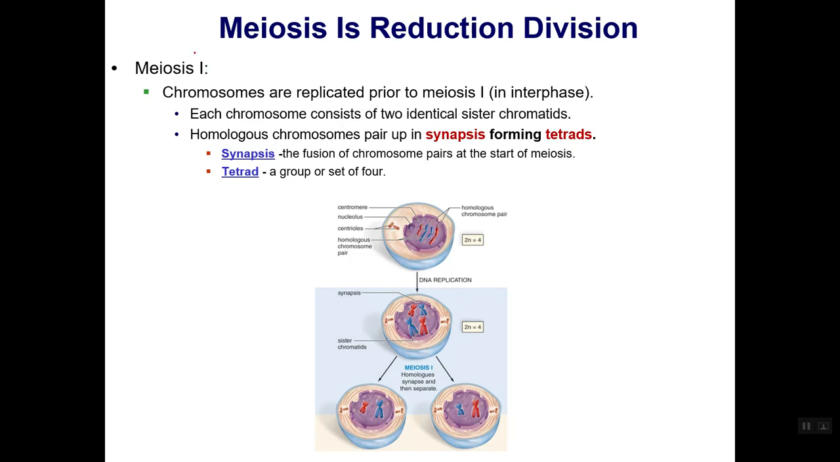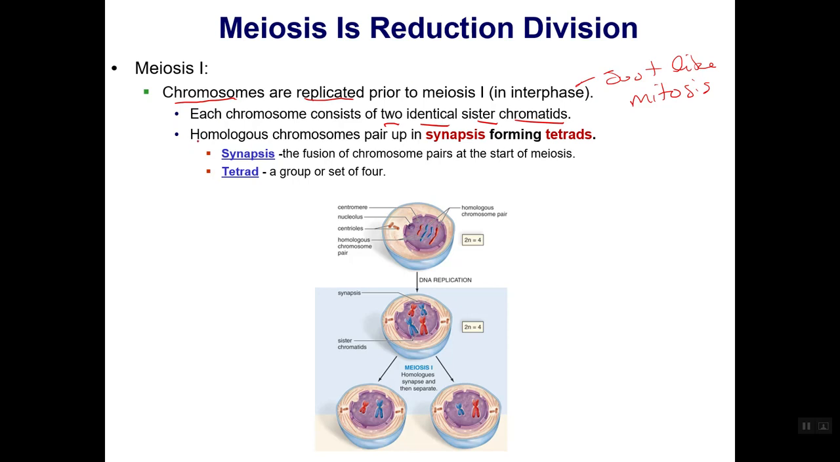So, in meiosis 1, this is the first round of meiotic division. The chromosomes are replicated prior to the start of meiosis 1 in interphase, just like mitosis. Remember? In mitosis, or before mitosis occurred, which is division of the nuclear contents in cellular reproduction, we duplicated our DNA in the S phase of interphase. Same thing in meiosis 1. So, as a result, each chromosome consists of 2 identical sister chromatids, just like mitosis.